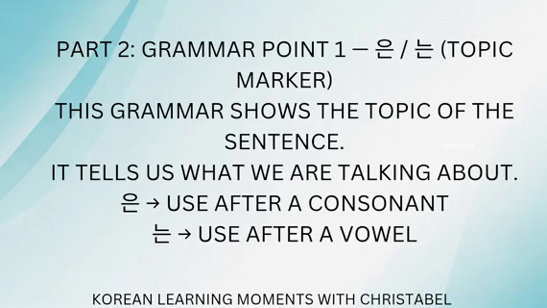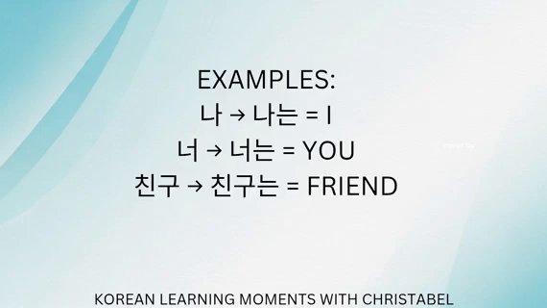Now let's move on to the examples. For the examples, we're going to be using some of the words we've already learned in today's vocabulary learning session. And the first word is na, which means I, and that is nanun. Like you are the topic of the sentence you're trying to make. So nanun. Like I said before, un is for consonant and nun is for vowel. The next word is no, nonun, that is you. And the other one is chingu, chingunun, that is friend.